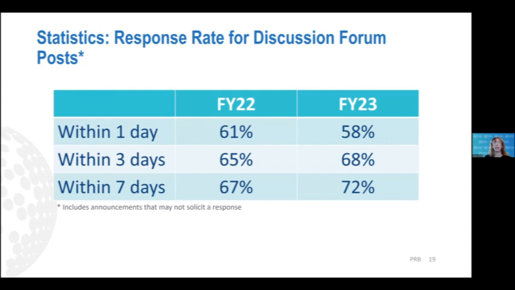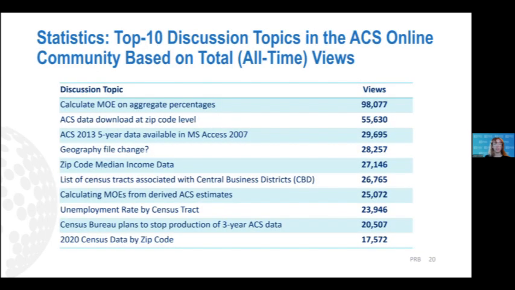The great thing about the ACS online community is that we do have a great response rate. So you can see that just within one day, if you post a question or an announcement or a comment, you get a pretty good response rate. And here are the top 10 discussion topics. We get a lot of questions about calculating margin of error, especially zip code level geographic questions.